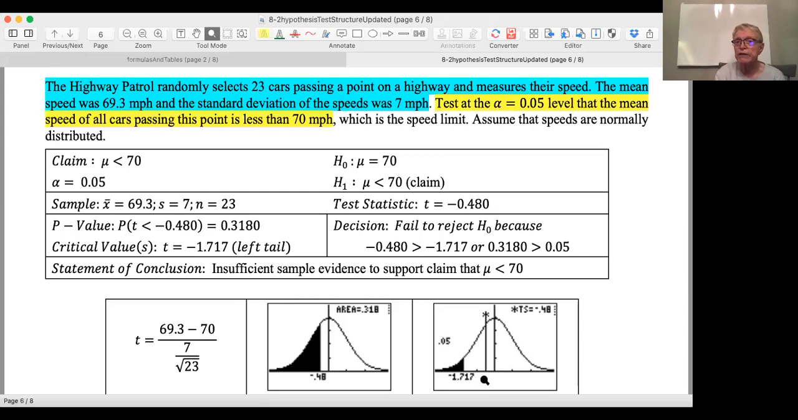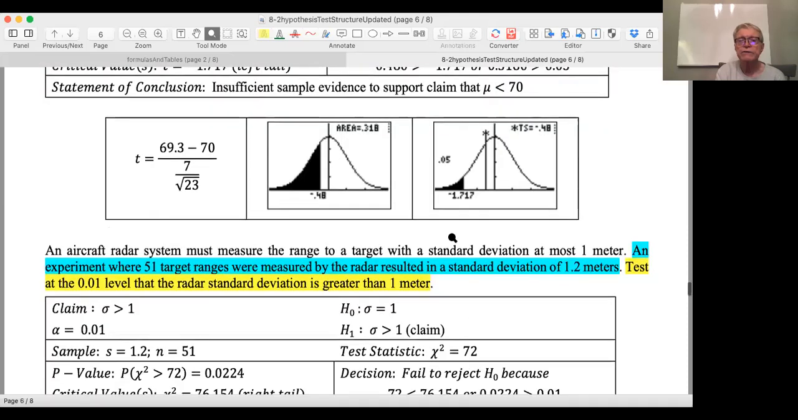So that's how we would do that. Again, fail to reject H0 because, and then we'll make a statement about, using numbers, is the test statistic farther from the mean? If we fail to reject, is the test statistic closer to the mean than the critical value on that side? Or in the p-value case, is the p-value less than or equal to, or greater than alpha if we fail to reject? Okay. All right, let's go to the next one.